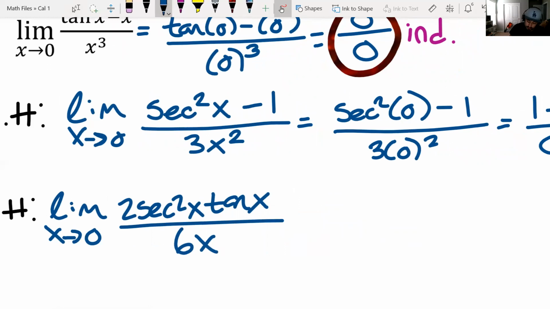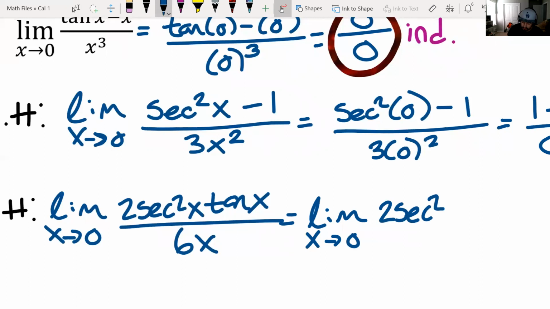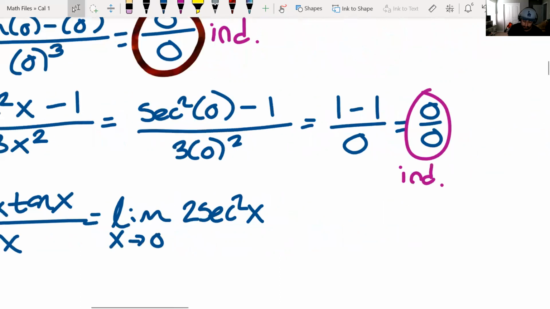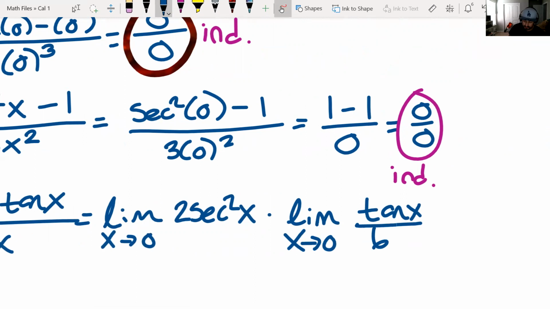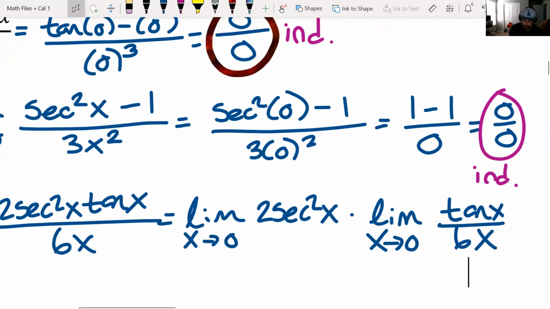I can rewrite this limit as the limit as x approaches 0. Now the only function that's fine here at 0 is secant squared. So this means I can rewrite this as 2 secant squared x times the limit as x approaches 0 of tangent x over 6x. And again, I'm only allowed to do this because the numerator is connected by multiplication and they're over the same denominator. So I'm allowed to make the split.